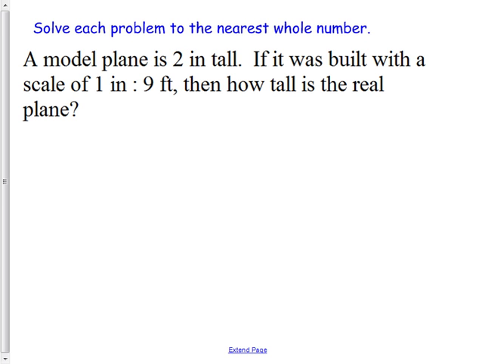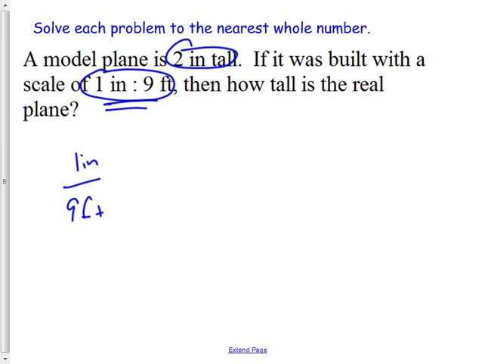So it says a model plane is 2 inches tall. If it was built with a scale of 1 inch equals 9 feet, we can use this scale right here and write it as a ratio. So I'm going to write 1 inch over 9 feet. Okay, and that's equal to this ratio here. Now we have this number, 2 inches tall.